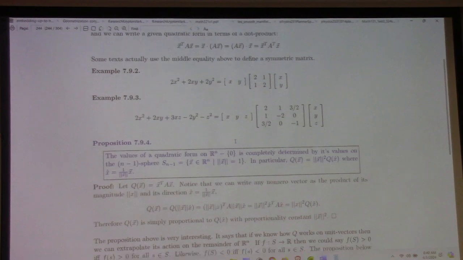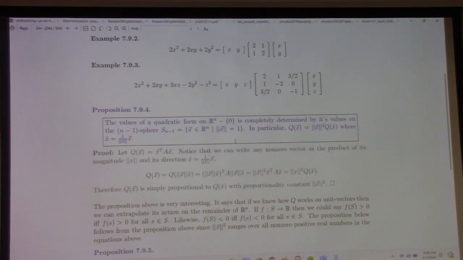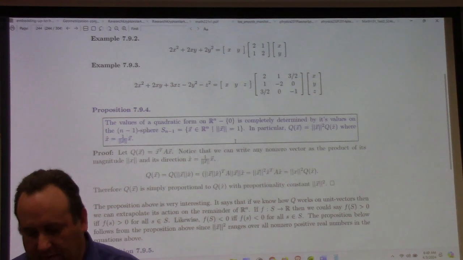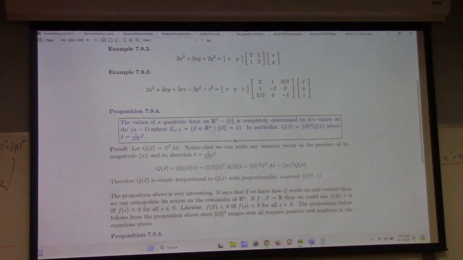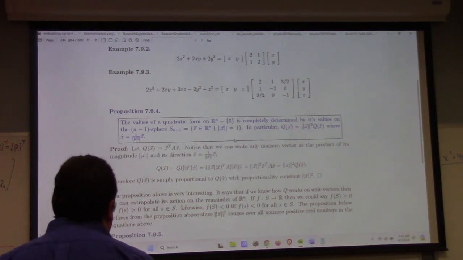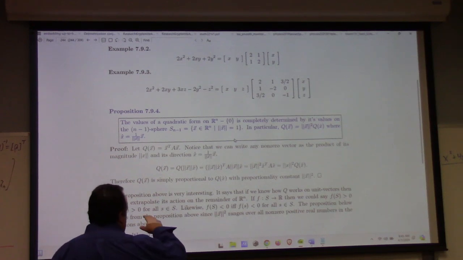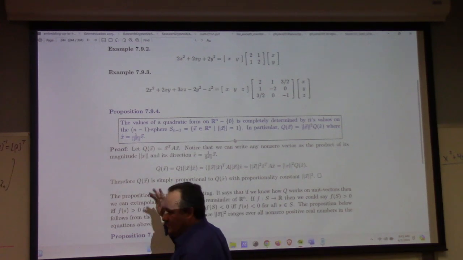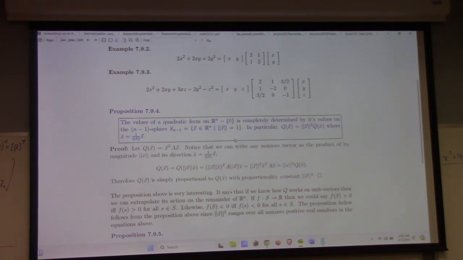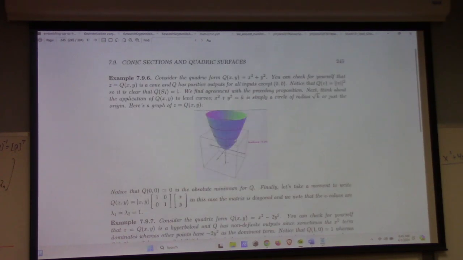Here's another example. Here's a useful theorem that's almost like a corollary to what I wrote: the quadratic form is completely fixed by whatever it does to unit vectors. Because the quadratic form has the formula q of cv equals c squared q of v, if you know what happens on the unit vector, it just rescales when you're out at x. We'll use that. That's why I'm talking about it.